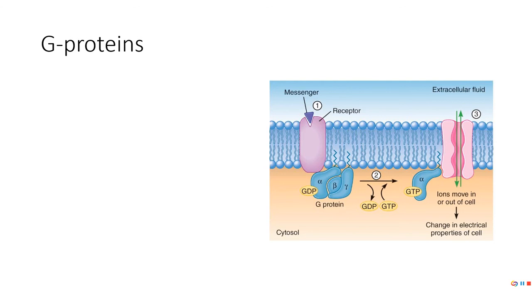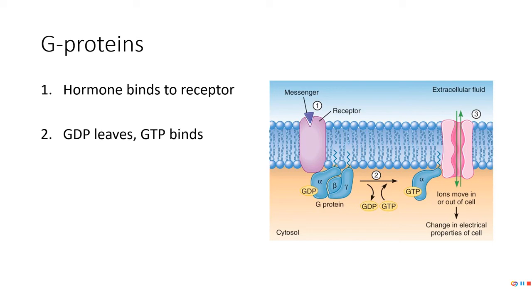At its most basic, a G protein pathway is a three-step process. Step one is when a hormone binds to the G protein coupled receptor. This causes step two, which is when GDP leaves the G protein and is replaced by a GTP. To be clear, this is usually what happens. GDP leaves and GTP replaces it. However, sometimes that GDP is actually just converted to a GTP.